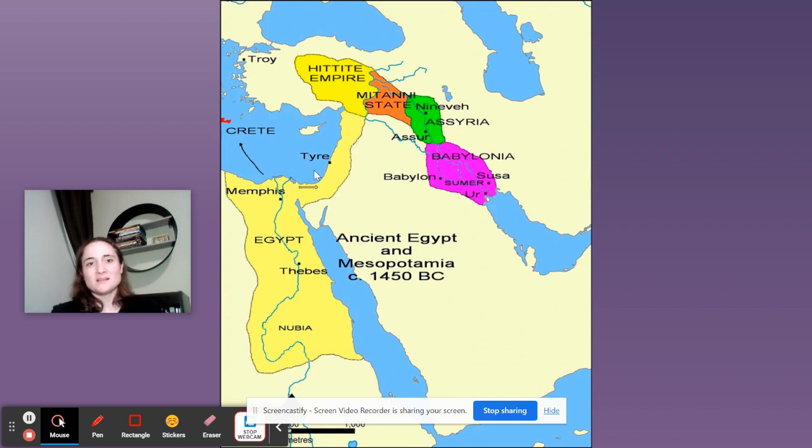Right here, ancient Jerusalem would be right here. Not a lot of trees around. So you would trade other goods for these trees from Babylonia, which is right here, between the Tigris and the Euphrates, as well as Anatolia, which is up here. They also have a lot of trees.